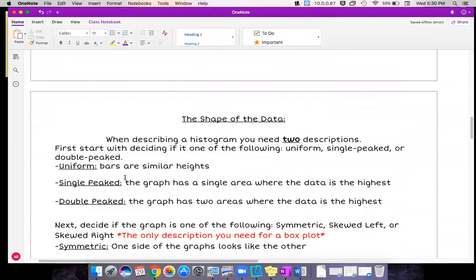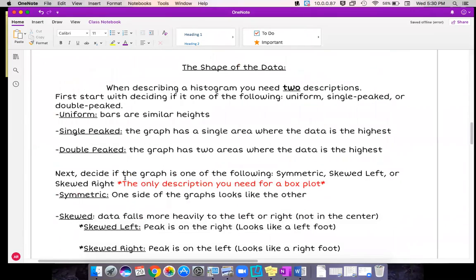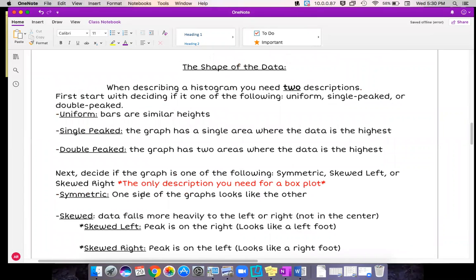Okay? Next thing we need to talk about is the shape of the data. So when describing a histogram, you need 2 descriptions.